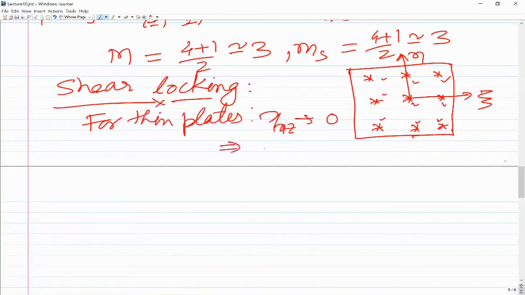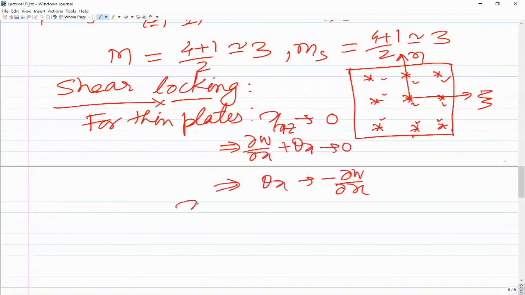Gamma xz we have defined to be del w by del x plus theta x, and this will approach 0. Then you can say that theta x will approach minus del w by del x. That is the classical Kirchhoff plate theory, where theta x is minus del w by del x and theta y is minus del w by del y. Similarly, gamma yz will also approach 0, and that will give you theta y approaching minus del w by del y.